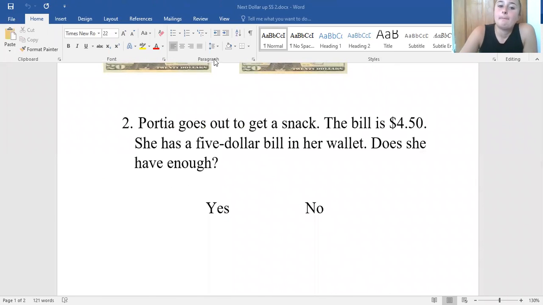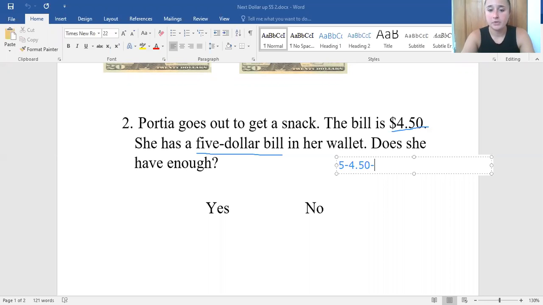Okay. Portia goes out to get a snack. The bill is $4.50. She has a $5 bill in her wallet. Does she have enough? So to solve this one, you can do subtraction or a number line. I'm going to show subtraction first and then the number line. So I know that if the total is $5, I'm going to subtract what I have. So $5 minus $4.50 leaves me 50 cents. Because there's a remainder, because there's still money left over after you give them what you have in your wallet, that would mean that, yes, Portia had enough money to make that purchase.